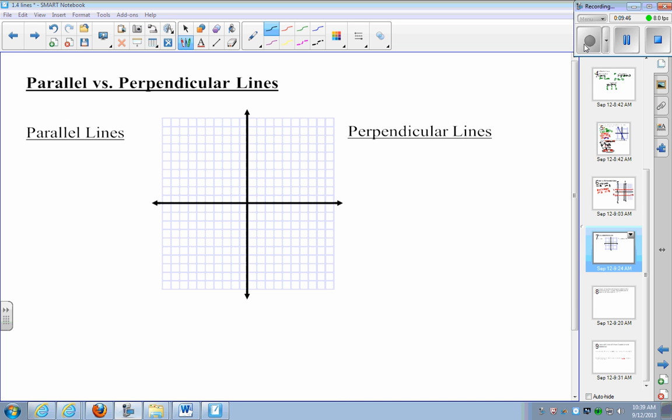Now let's talk about another two different types of lines. Let's first start with parallel lines. And parallel lines are lines that will never intersect each other. And so, drawing an example here on top of the graph, we'll have one horizontal line, and we'll have another one. And these two will be considered parallel lines because they'll never intersect and have the same slope.